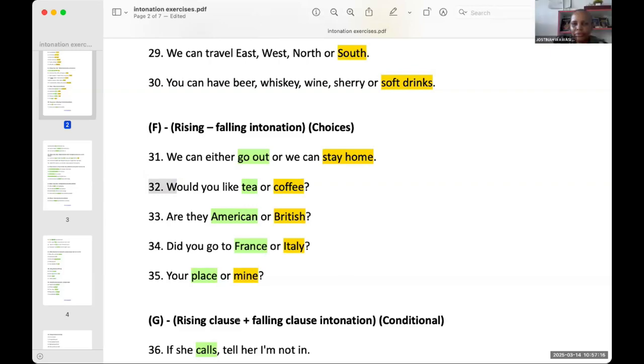Would you like tea? Would you like tea? Would you like tea or coffee? That's it. Your voice went up and down. Perfect. Thank you so much.